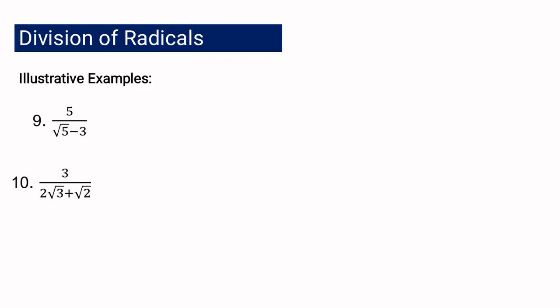Let us have the next example. We have 5 over square root of 5 minus 3. What have you noticed with our denominator? Yes, our denominator is a binomial. So, ang tanong, how are we going to eliminate the radical sign in the denominator if the expression is a binomial?